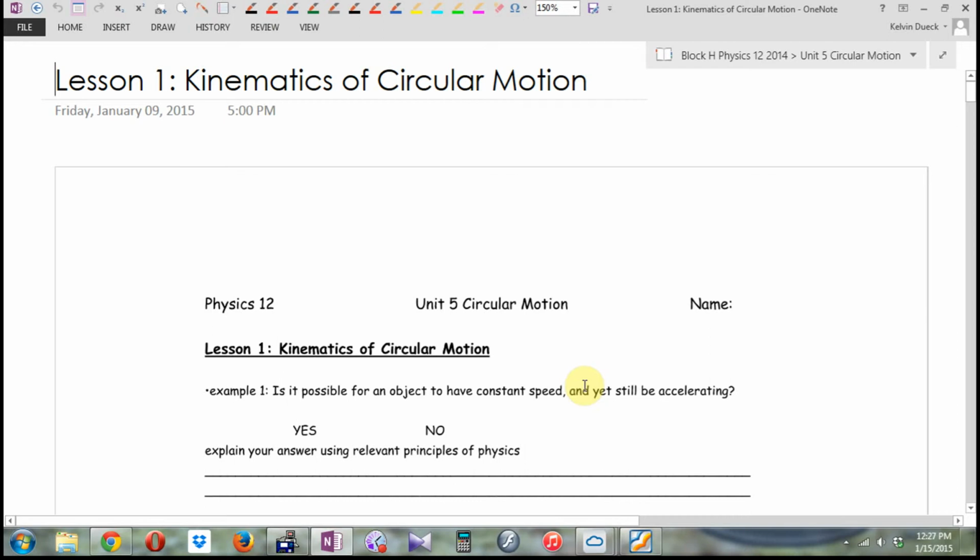So this is Unit 5. Unit 5 is looking at circular motion, stuff that moves in circles. And then we're also going to combine universal gravitation and orbits into this as well, because it turns out one leads naturally to the other. By the end of this unit, yes, you will have done rocket science.